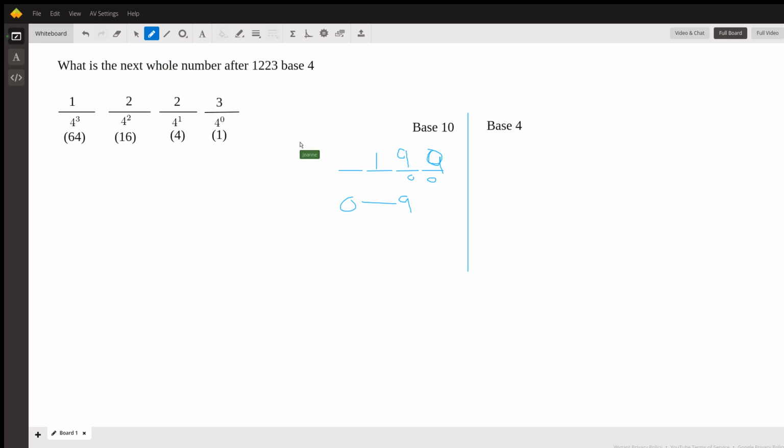So base 4, the available numbers that you have are 0 through 4, or 0 through 3, sorry. So 0, 1, 2, 3. So in base 4, in every location that I'm in, so I'm in this first spot right over here, what we would consider the one spot in base 10, I am able to have the numbers 0 through 3.